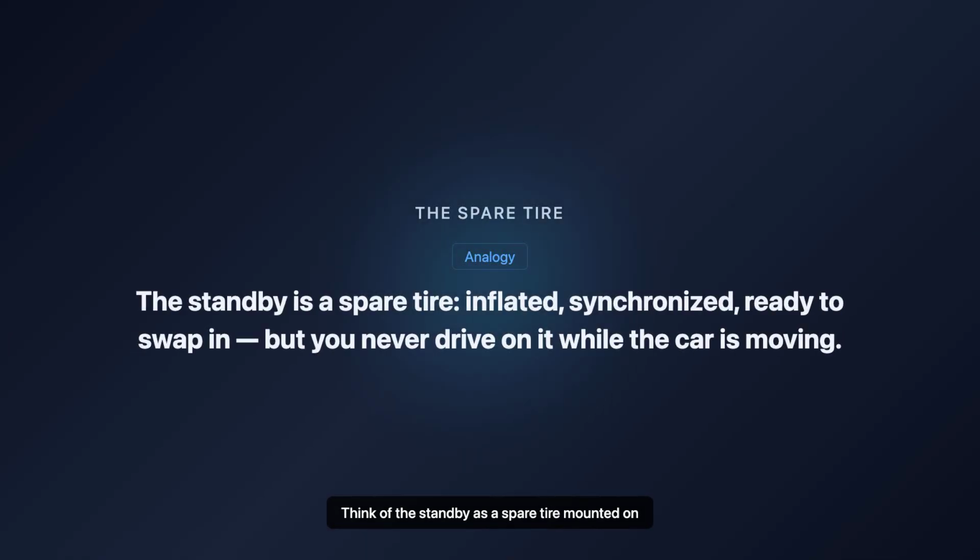Think of the standby as a spare tire mounted on the back of the vehicle. It's inflated to the same pressure, continuously kept ready, synchronized with the tires you're actually driving on. When one blows out, the spare swaps in automatically and you keep going down the same road. But here's the part people miss. You never drive on that spare while all 4 tires are fine. You can't use it to carry extra passengers. It exists for one moment and one moment only.